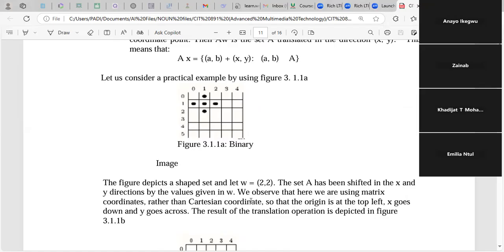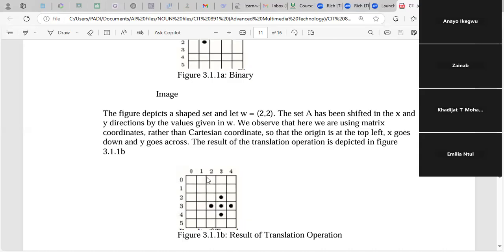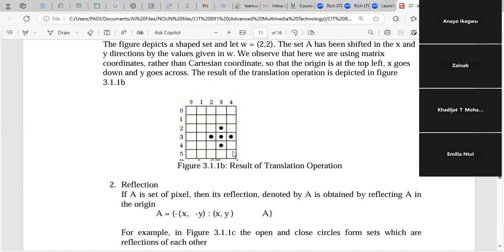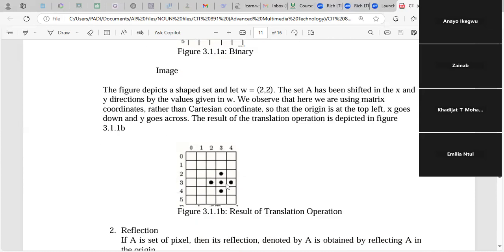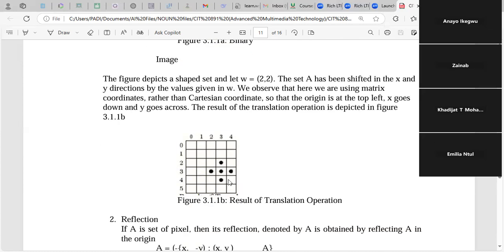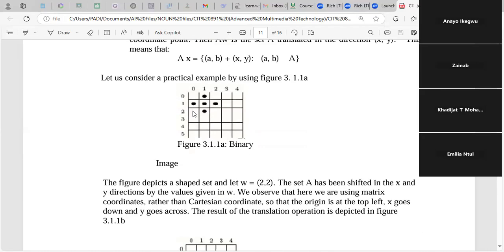The set A has been shifted in the X and Y direction by the value given in W. Here, we observe that we are using matrix coordinates. And then if you compare figure 3.1.A with 3.1.B, you see that it has shifted from this coordinate to a lower coordinate. This one is upper, up. This one is down.